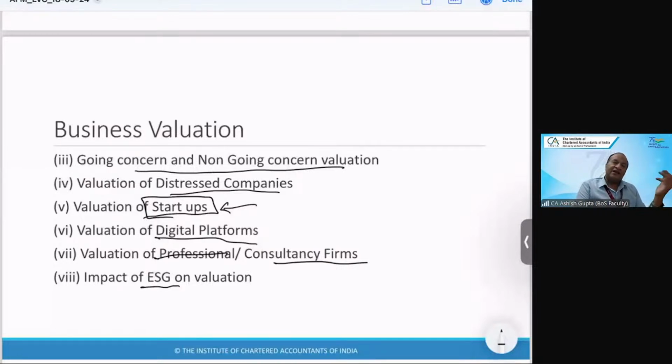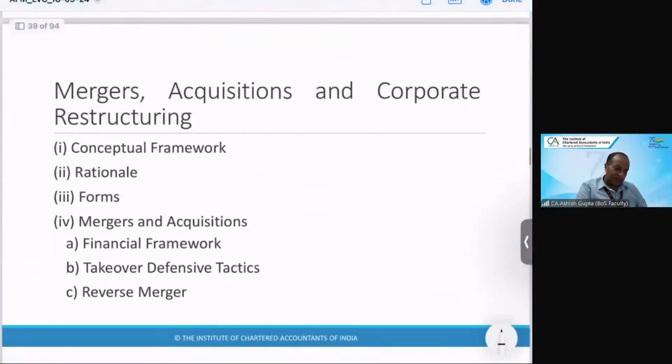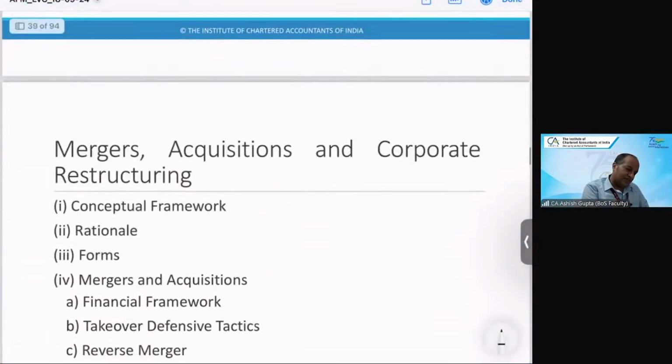Environment means how we deal with the environment. Social means how we deal with our social and economic environment. And governance means how we govern the business. Now all this has been covered in chapter one, I will discuss it there. Now the next topic is in section five.